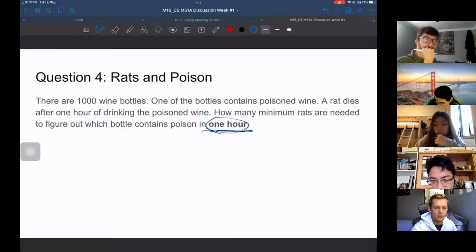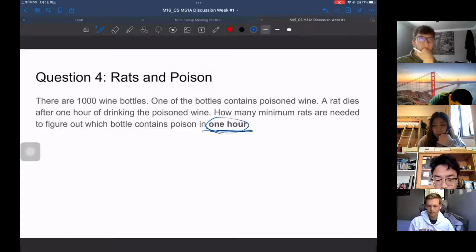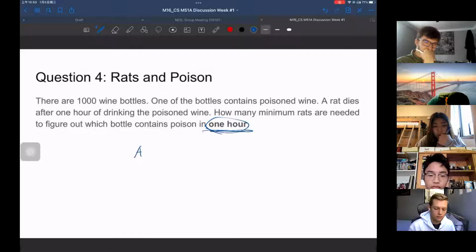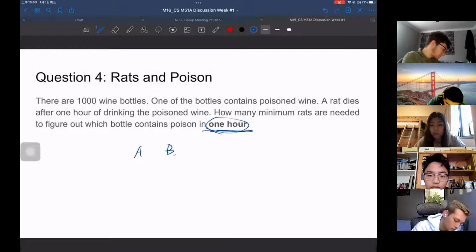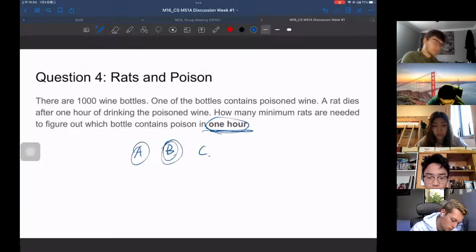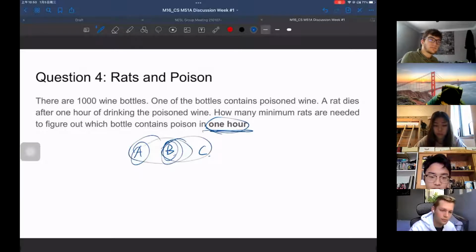And mixing, what we can do is encoding, right? Which means we can have one rat. Let's say we have only 2 rats, and there are 3 bottles at least, A, B, and C. So I can ask the first rat to drink A and B, and the second rat to drink B and C. Let's see what will happen.